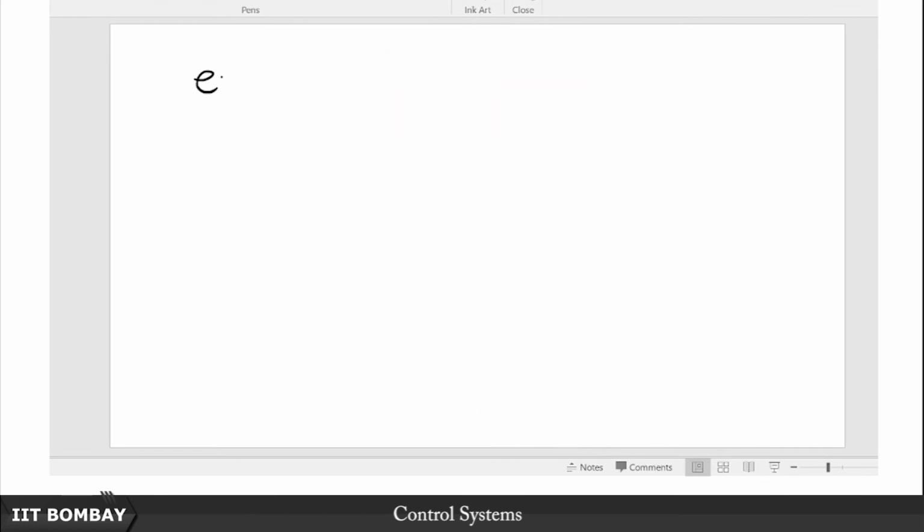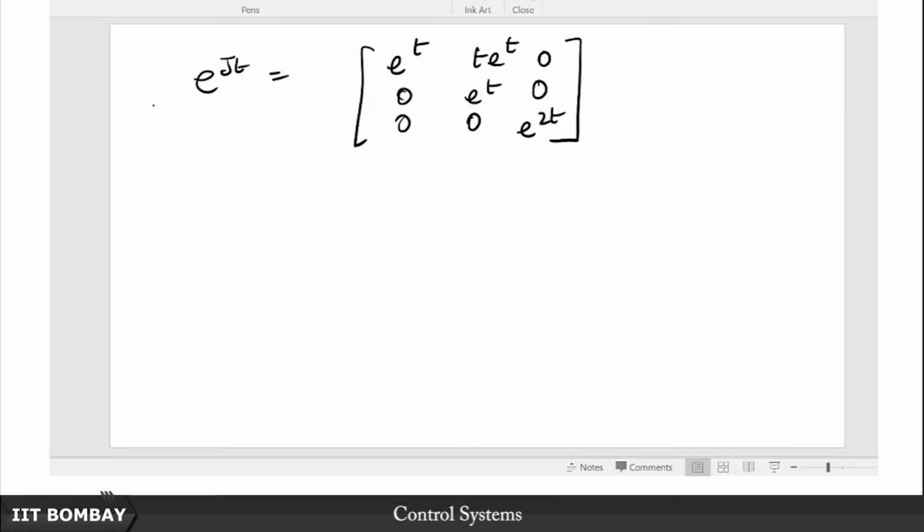So what do I get as e to the Jt? E to the Jt then turns out to be, well, let me see, I have probably computed this, so I am just going to write it in one shot. You can take this up as an exercise and you will see that this turns out to be e to the t, t e to the t, e to the t, e to the 2t, 0, 0, 0, 0, 0, which is exactly as I had claimed it should look like. So I have got the hard part of the task done.